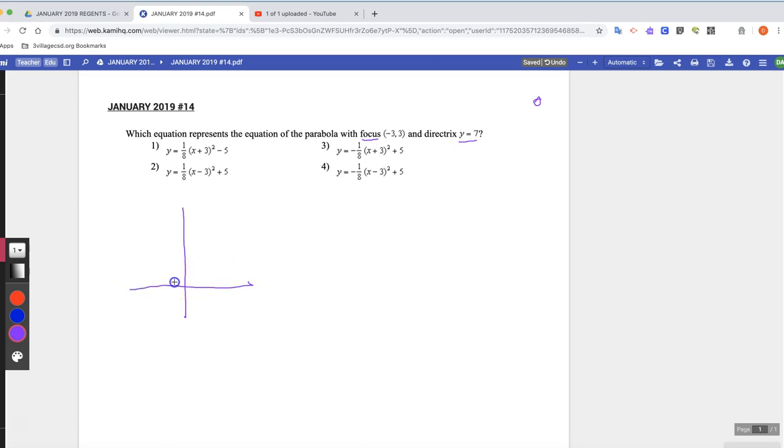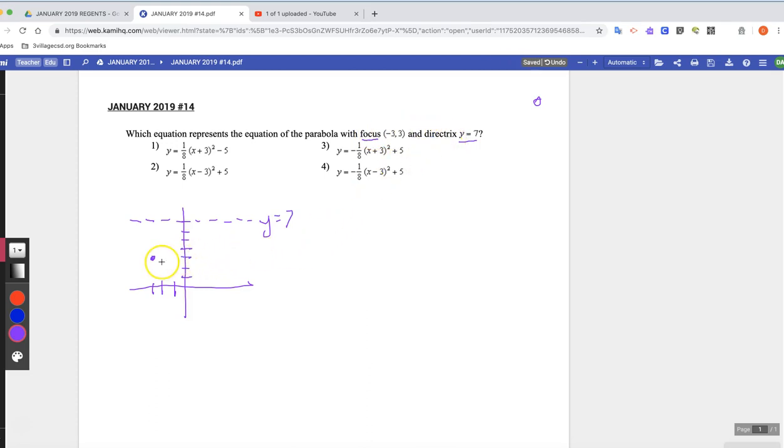The focus is at (-3, 3), so I'll plot that point right here. And the directrix is at y = 7, so 4, 5, 6, 7. Our directrix should be right here. All right, so we plotted out the points that were given, the focus and directrix.